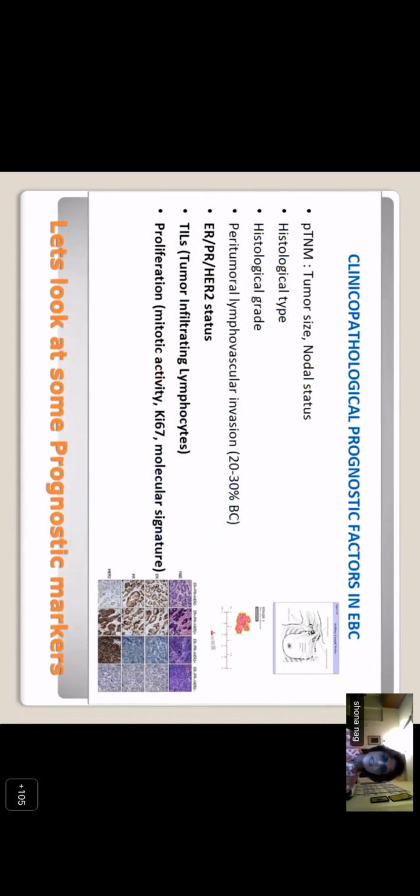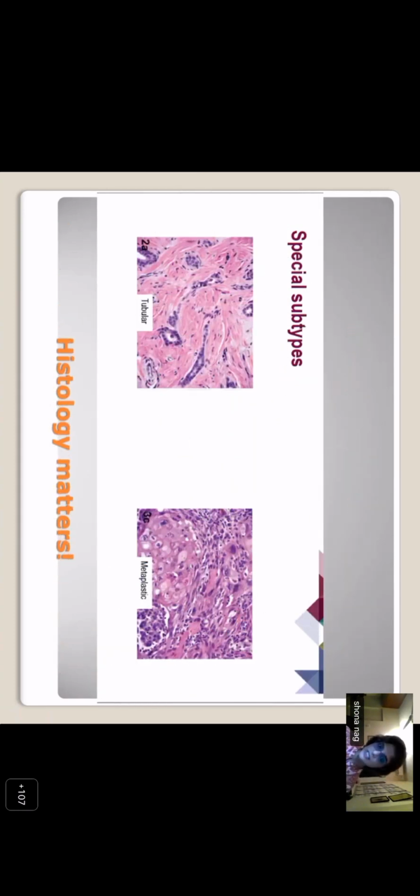Now, to put it very simply, let's look at prognostic markers because they're still very, very important for a clinician to make decisions. So tumor size, nodal status, invaluable, because even within a certain subtype of breast cancer, these two hold good and these two will also influence the ultimate outcome. Histological type, histological grade, lymphovascular invasion, and finally ER/PR HER2 status. So let's not forget histology.